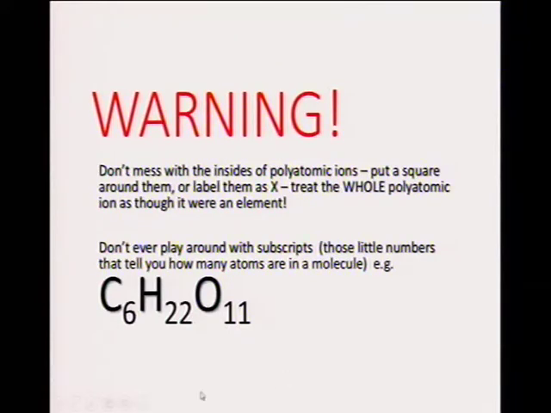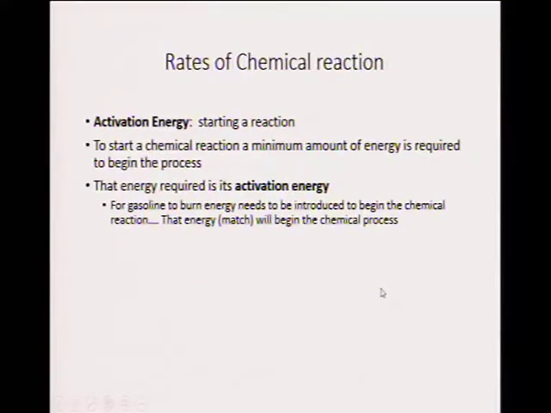For example, these little numbers, that's what I'm talking about, like for carbon 6, we have a 6 in small letters. You cannot mess with those numbers. You can only change the numbers in front, but not these ones, the polyatomic ions, because changing those will change the product.